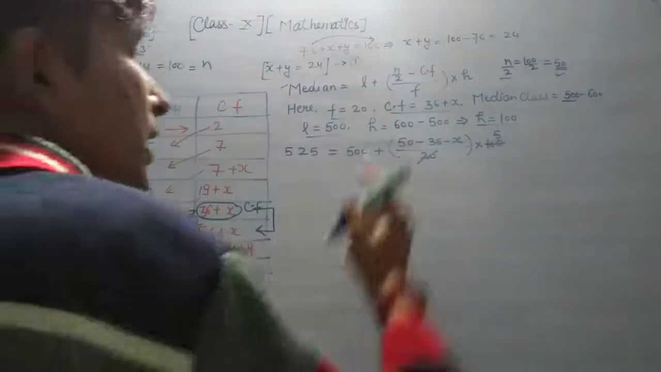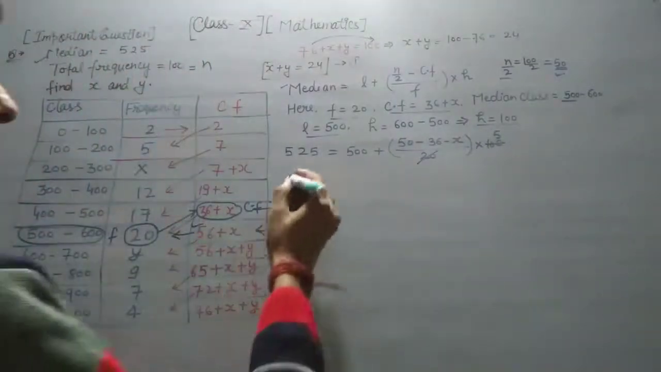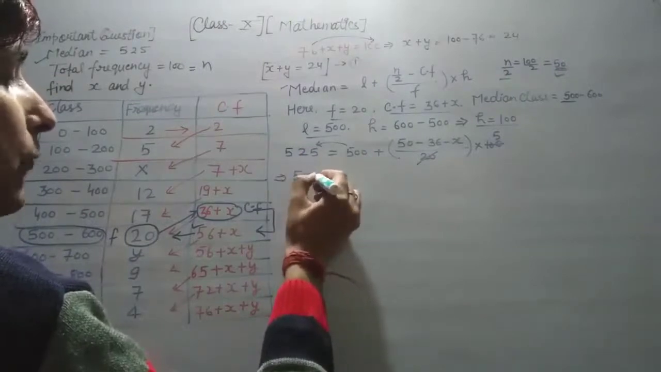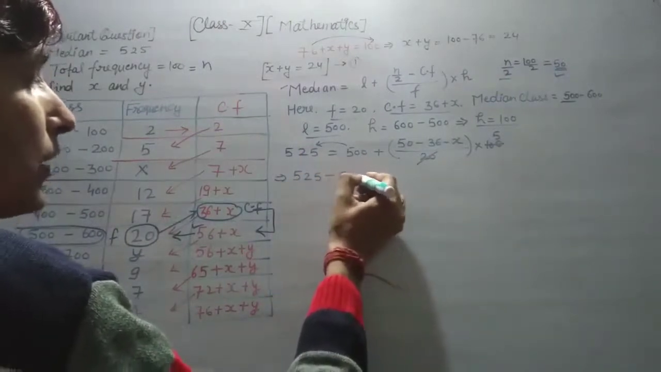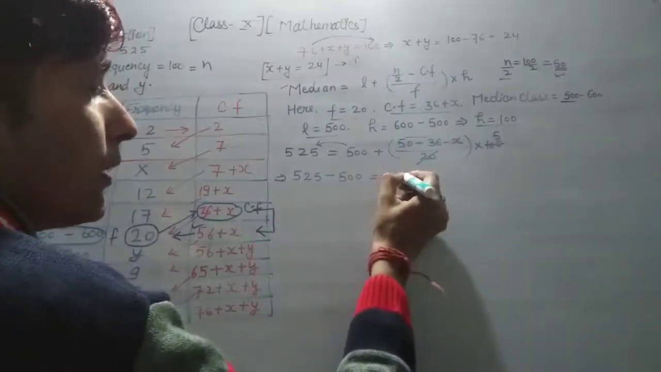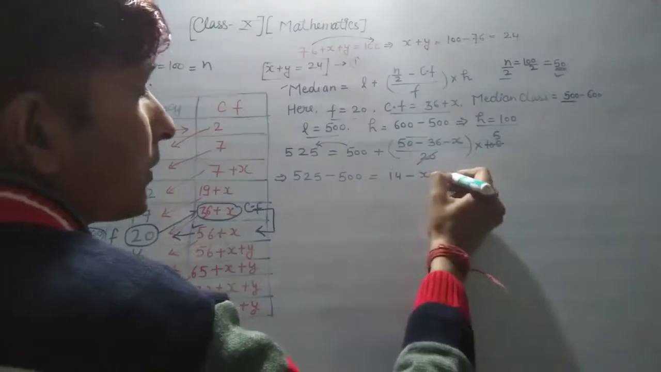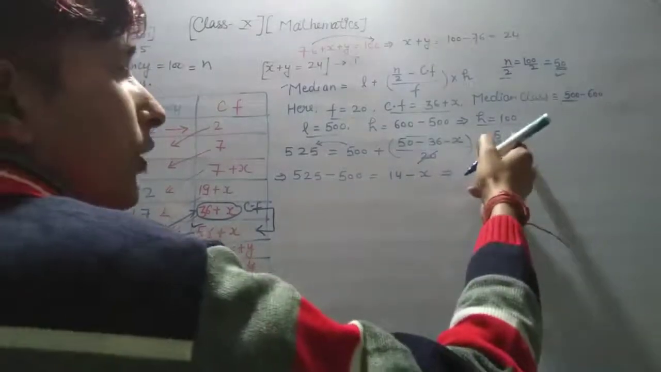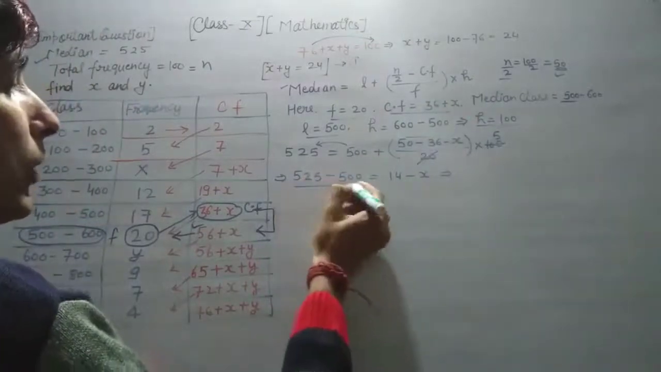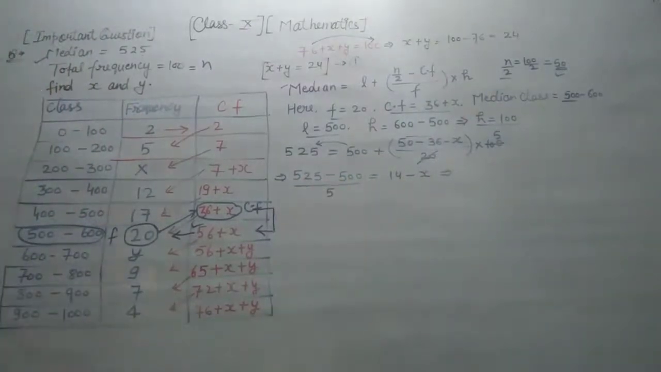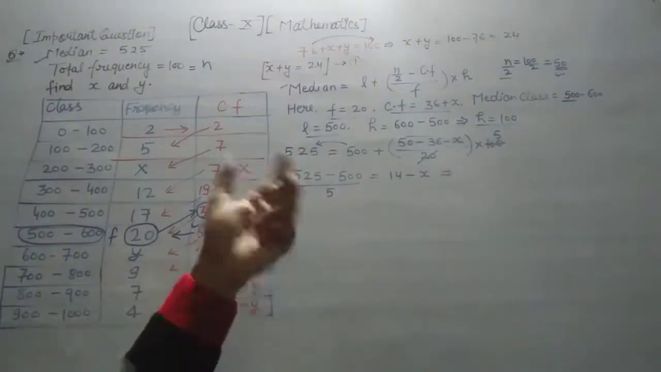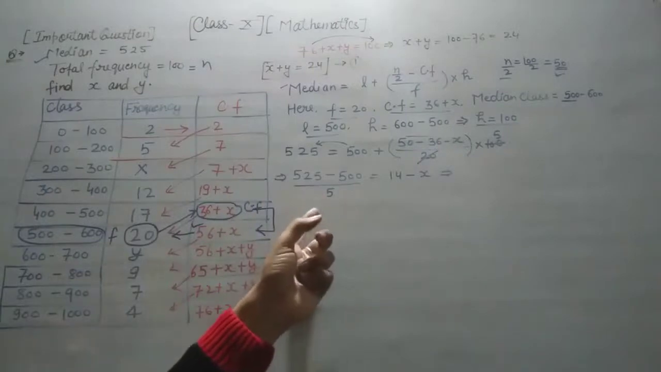So 25 upon 100, and then this value going there and subtract it: 525 minus 500, so that value is 25, and subtract this value, so this value is converted into 14 minus x. Okay, and this is your 5, and 5 is in the form of multiply, so this is converted here going in a divide, because this is in a multiply, so this value going to the other side of the equal sign, at that time it is converted into divide.